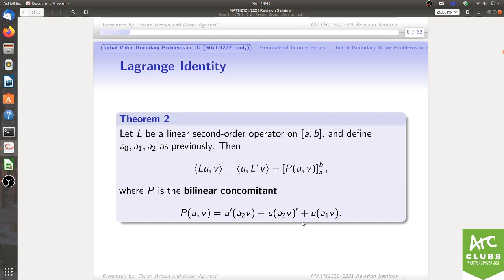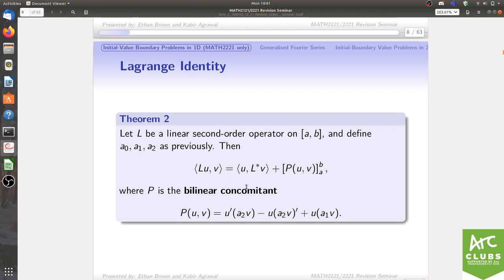Moving on to the Lagrange identity. The Lagrange identity basically says if we take the inner product of the linear operator times u with another function, we don't really care what that function is for now, but if we take the inner product of these two functions, we can in fact replace it with u times the formal adjoint operator of v plus an extra little term called the bilinear concomitant. This is really, I guess, annoying to remember, but memorize it if you have to. It's unlikely that you'll actually need this statement.